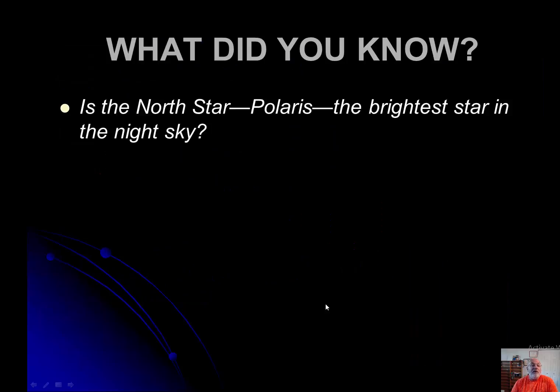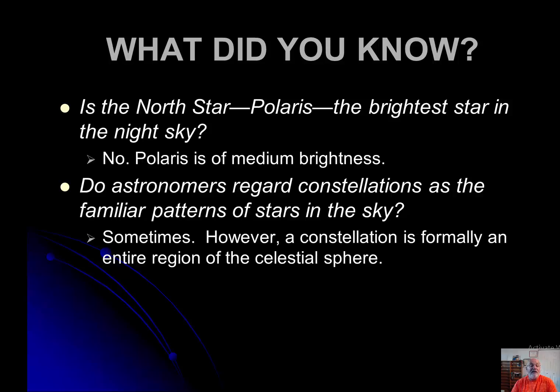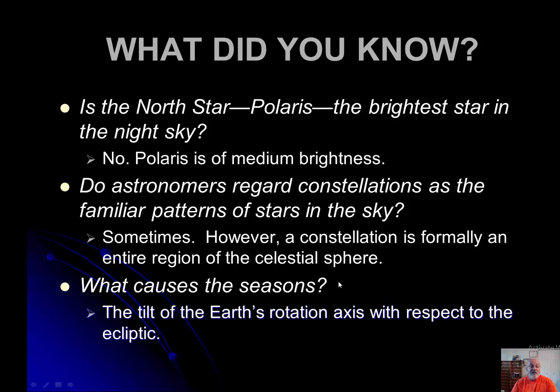So what do we know? We know that the North Star Polaris is or is not the brightest star in the sky. No, it's a medium brightness, about the 20th brightest star in our sky. Do astronomers regard constellations as familiar patterns of stars in the sky? Sometimes, but usually it's the area, the region which that constellation takes up, and it's sort of like a state. What causes seasons? It has nothing to do with the distance of the Earth and the Moon and the Sun. It has everything to do with the tilt of the Earth and the apparent change in position and length of the day in respect to other days.